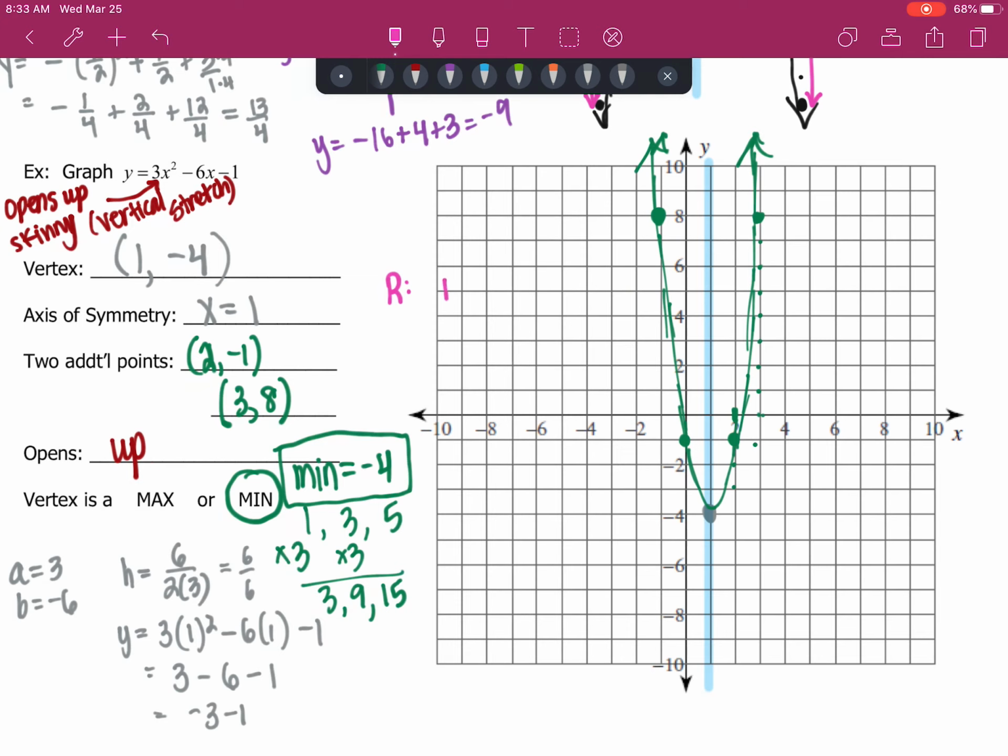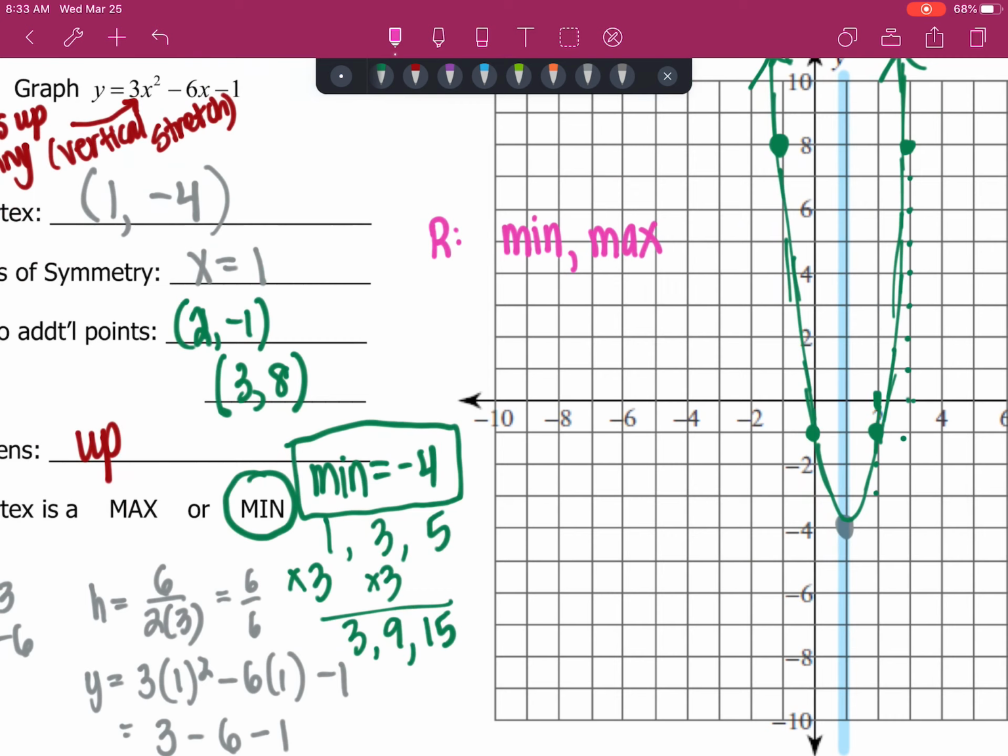You can also think of your range as being your minimum to your maximum. So your minimum to your maximum. So for instance, in this case, we don't have a maximum. This graph has a minimum. So we know that the range, if it has no maximum, that maximum is infinity. And then the minimum comes from your minimum value.